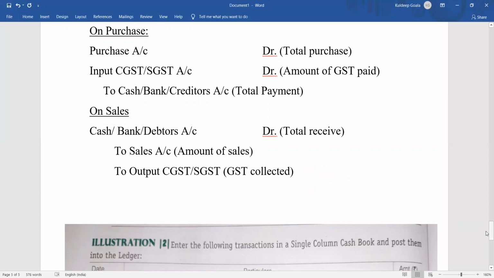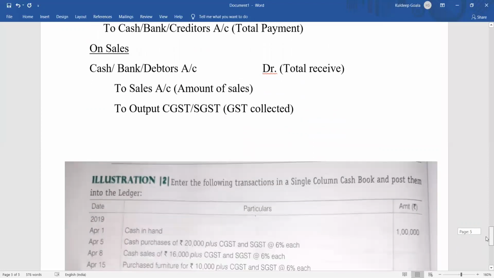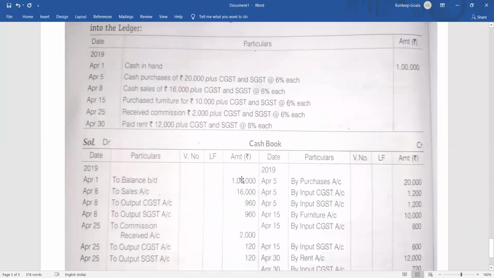Cash debit side, to sales, to output CGST, to output SGST. So we'll go in the debit side and we'll write like this: to sales account, how much? 16,000. So to sales account 16,000 written. To output CGST, 6% of 16,000. So 6% of 16,000 is 960 rupees.